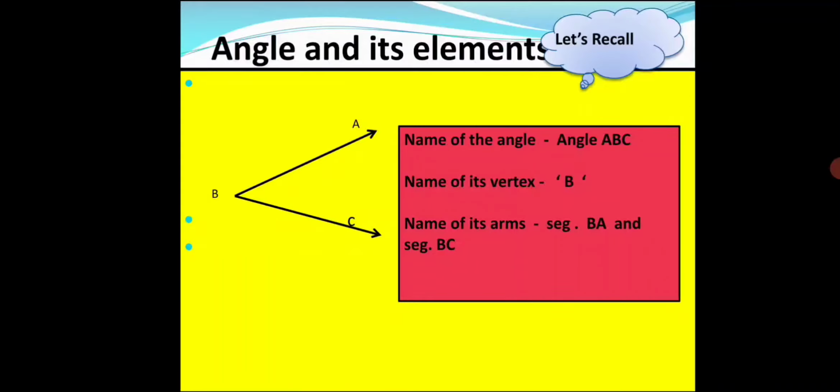While labeling the angle we need three letters, so we can name the angle as angle ABC. Next point is the vertex. An angle has only and only one vertex and it is denoted by a single letter. The third concept is that an angle has two arms, segment BA and segment BC. These are the two arms of the given angle. So these all are the elements of the angle.